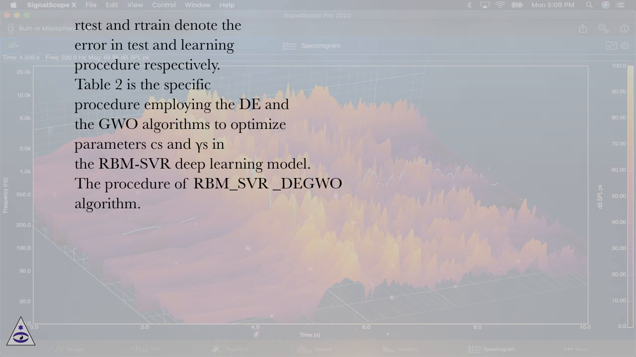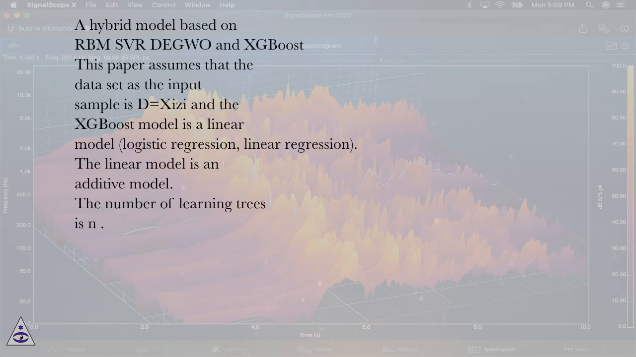The procedure of the RBM_SVR_DEAGLE algorithm. A hybrid model based on RBM-SVR-DEAGLE and XGBoost. This paper assumes that the data set as the input sample is D, and the XGBoost model is a linear model, logistic regression, linear regression. The linear model is an additive model.